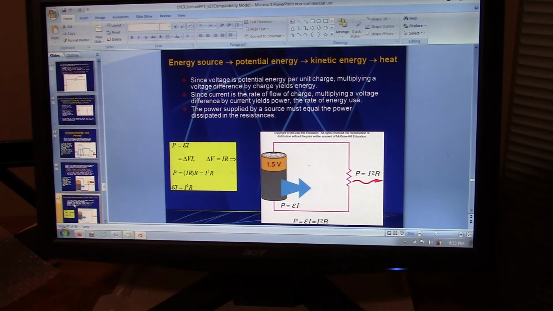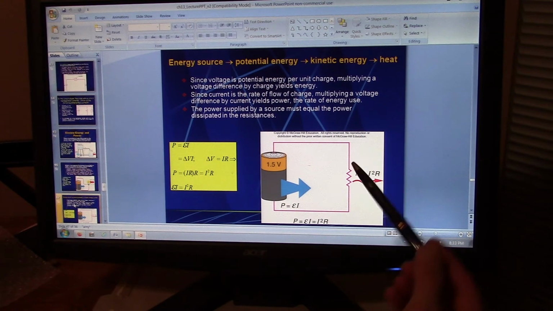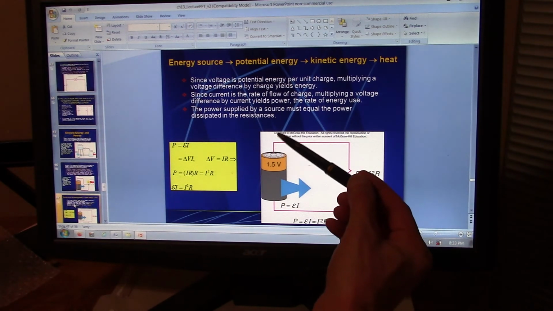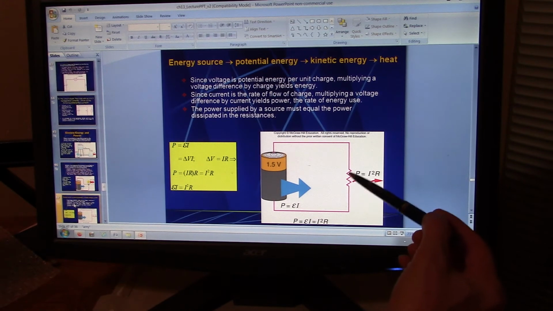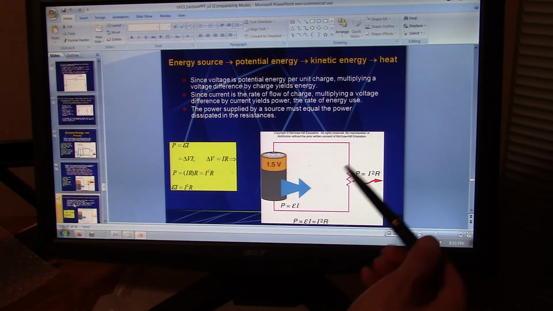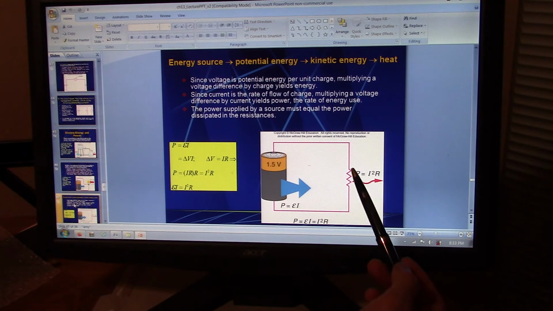We do want to do power. Okay, so we're going to talk about power. So if you have current going through a resistance, and say this resistance is a light bulb, and say that light bulb is a certain amount of wattage. Well, watts is power.